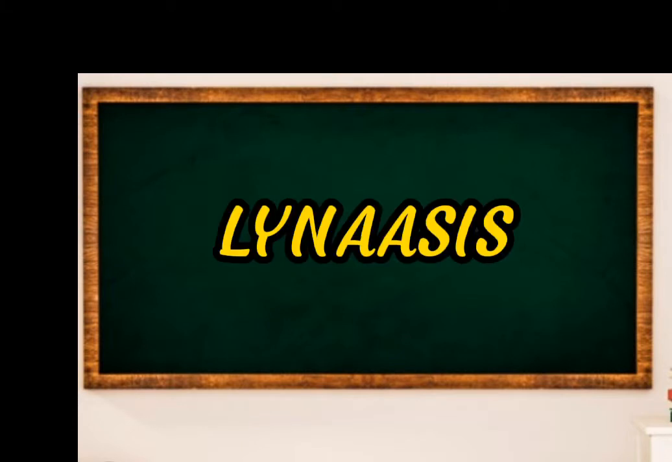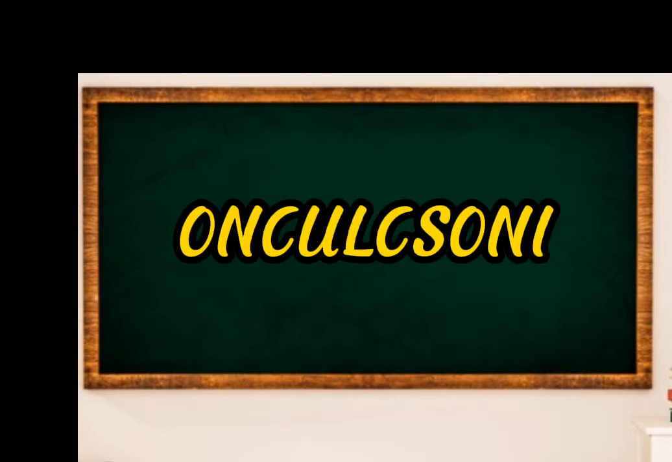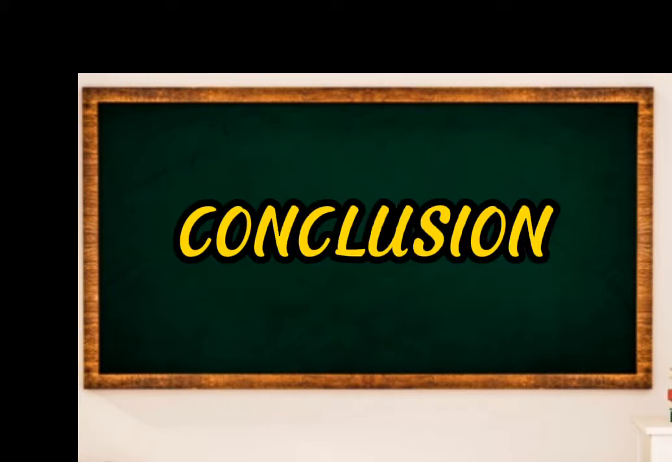Fourth item. What's the word? It's analysis. You're right. Fifth item. What's the word? It's conclusion. That's correct.